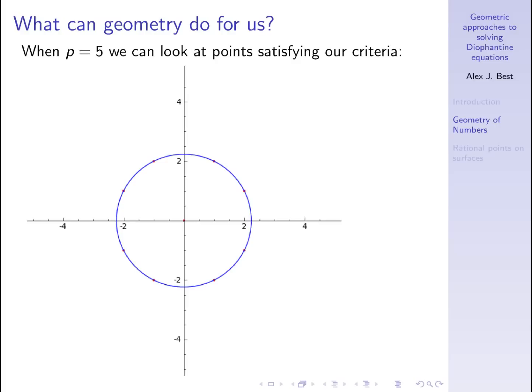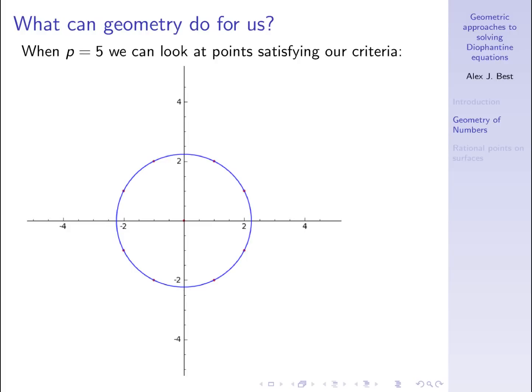So the red dots here are the points (2, 1), (1, 2), (-1, 2), (-2, 1), etc. And we can see that these are all solutions to our equation. Generally, we'd probably only count this as maybe one solution because, well, obviously we can take negatives because we're squaring, so it doesn't make a difference, and we can swap x and y around. But these are really the 8 solutions for P equals 5.